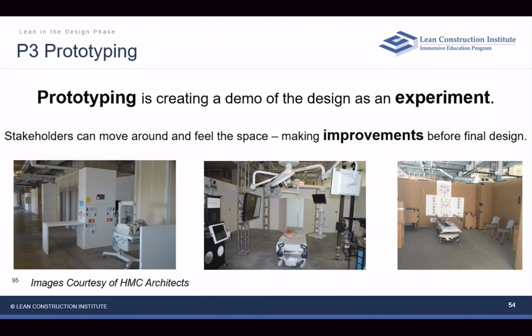So a quick word about P3 prototyping. Prototyping is a way of creating a demo of the design as an experiment. It gives stakeholders an opportunity to move around and feel the space. Just a word, augmented reality in construction and architecture is also doing this. People are putting on the goggles and walking through the spaces. They're in a mechanical room, opening up mechanical equipment and making sure door swings are working. So it's about going to the place where the value is, but doing it before the design is actually completed, so we have the ability to make changes.